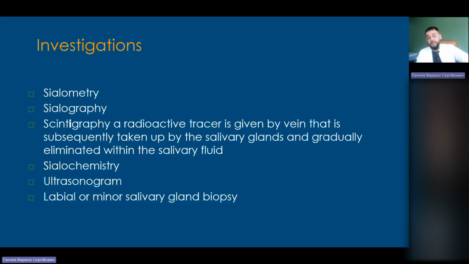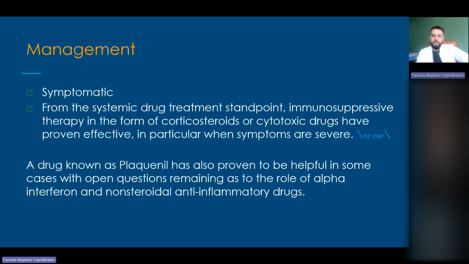If you know, let me know. Investigation: we could do sialometry, sialography, scintigraphy. It's a very interesting investigation actually. Sialochemistry, ultrasonogram, and labial or minor salivary gland biopsy. Management.